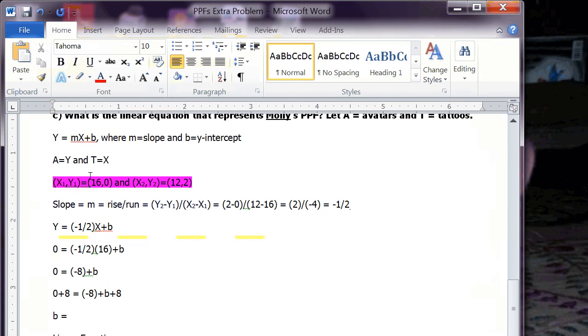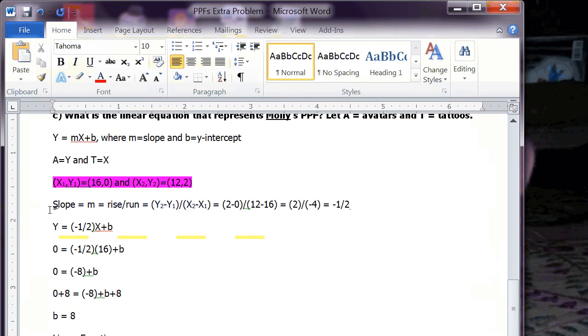So then negative 8 plus 8 cancel each other out, so you have b on the right hand side, and 0 plus 8 is just 8, so you get that b is equal to 8. Now this doesn't actually give us our linear equation, this just gives us our slope and our y-intercept.